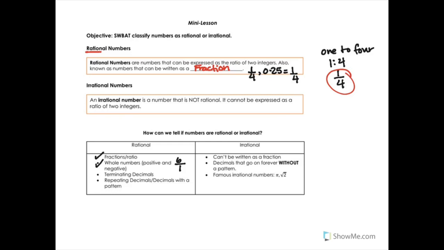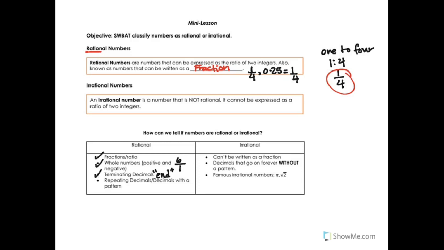Now, decimals is where it gets a little tricky. We have two types of decimals. We have decimals that are terminating and decimals that are not terminating. Now, to terminate means to end. Okay, so if a decimal has an ending, it has a stop to it, it's automatically rational. So for example, the example that I used above, 0.25, it had a stop to it. It didn't have any other numbers after the 5. That's a terminating decimal. That decimal ended. Any terminating decimal will always be rational. Any decimal that has an end to it will always be rational.